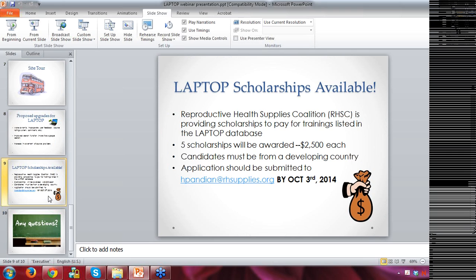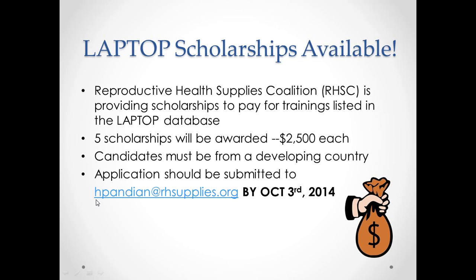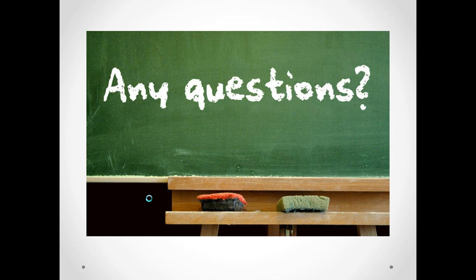And ultimately, you will be sending your application to the email address listed on the slide here, hpandian@rhsupplies.org. And just a quick note that the application deadline is actually October 3rd, which is tomorrow. So that doesn't give a ton of time, but luckily the application process is not super involved. I think it's very doable to put together in a day and have it in by tomorrow. So we hope that you will take advantage of this great opportunity.